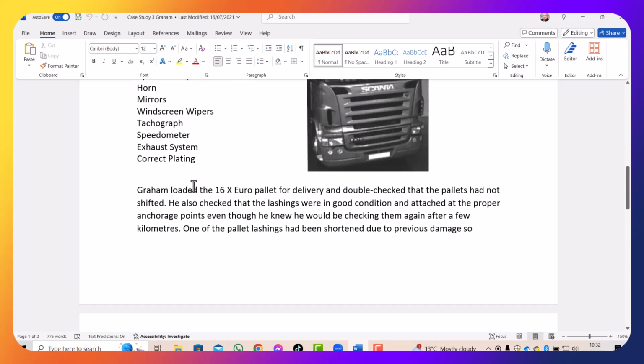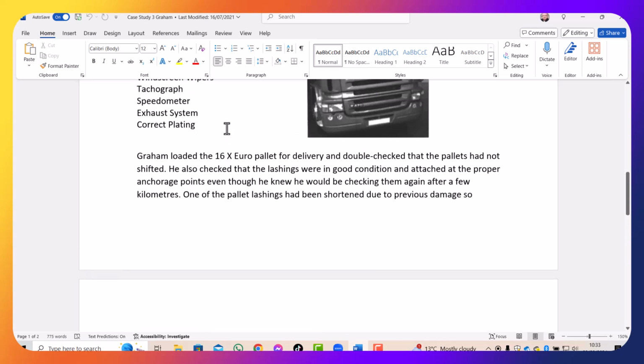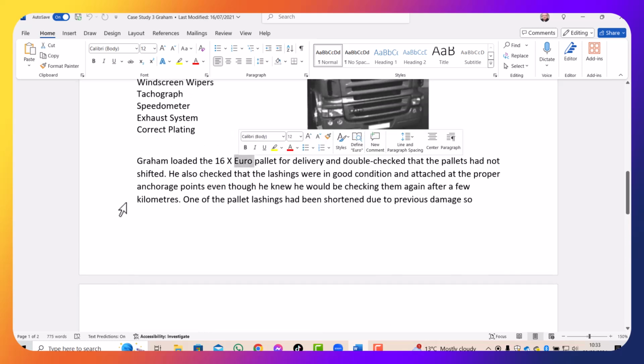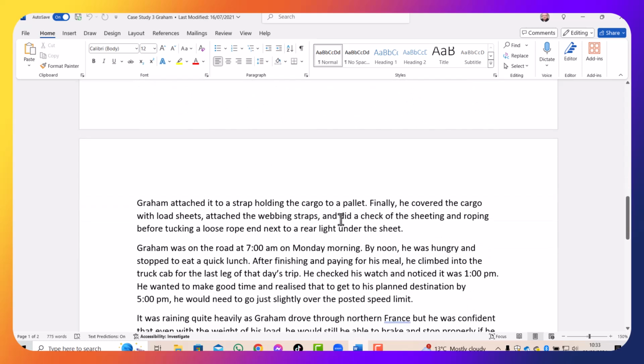Okay. Graham loaded the 16 Euro pallets, so they are Euro pallets. Graham loaded the 16 Euro pallets for delivery and double checked that the pallets had not shifted. He also checked that the lashings were in good condition, attached at the proper anchorage points, even though he knew he would be checking them again after a few kilometres. One of the pallet lashings had been shortened due to previous damage, so Graham attached it to the strap, holding the cargo to a pallet.